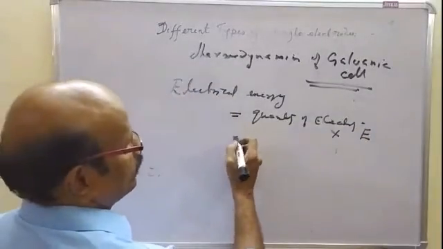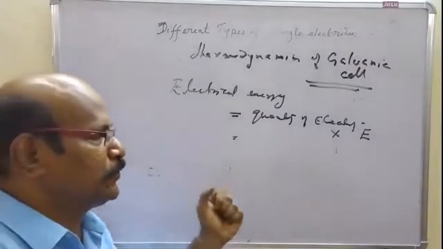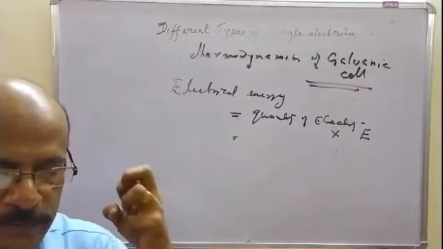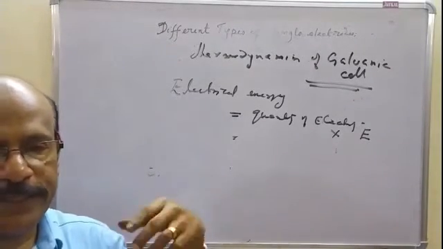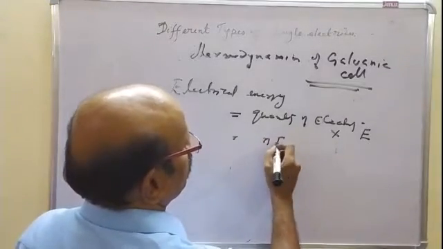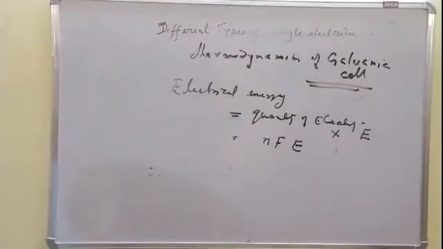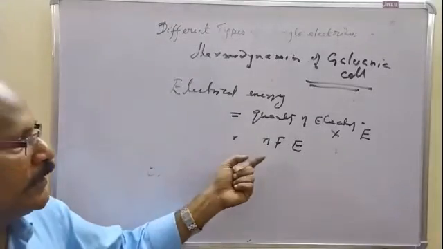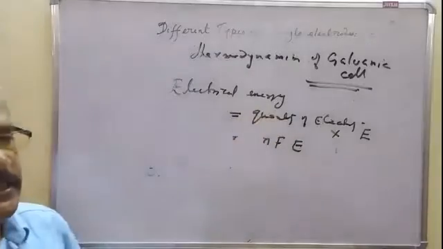Suppose we know that 1 Faraday of electricity can cause the passage of 1 mole of electrons. Therefore, n moles of electrons can cause n Faraday. So the quantity of electricity is nF. You know that 1 Faraday corresponds to 1 mole. Therefore, for n moles, the amount of electricity is nF into E. Therefore, the electrical energy is nFE.